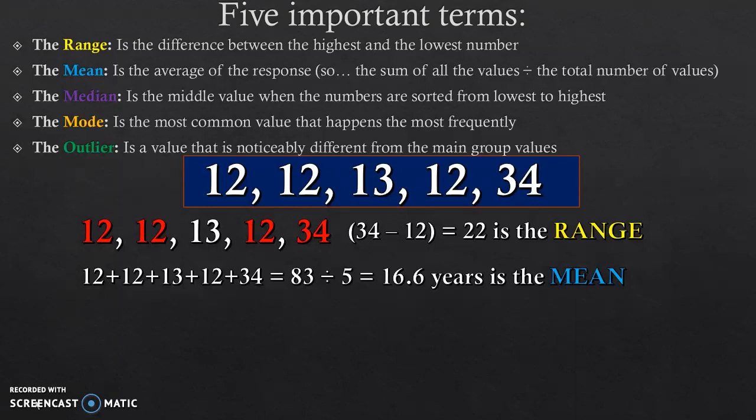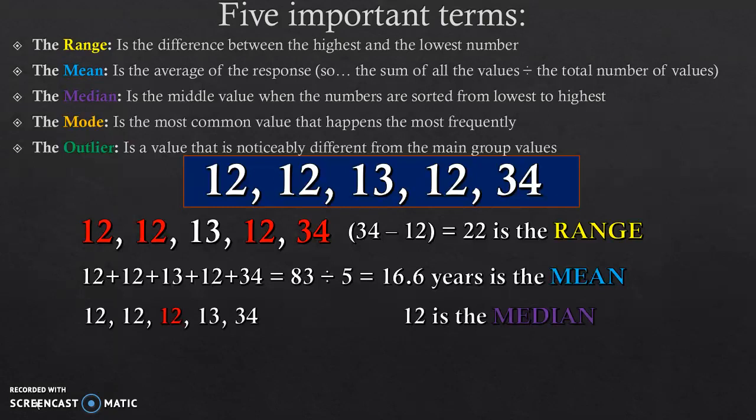When you have the mean, this is the average of the response. So if you add up 12, 12, 13, 12, and 34, you'll get 83 years in total. There's 5 participants. So you divide 83 by 5, and then your mean will be 16.6 years.